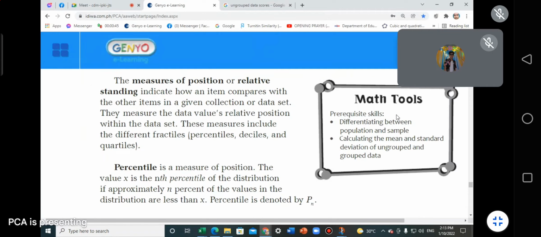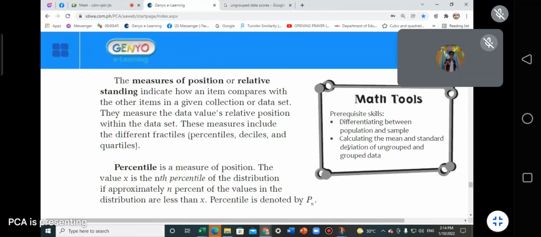Okay. The prerequisite of the measures of position, which are the fractiles, percentiles, deciles and quartiles, are actually the following. You must know the population and sample. I recall I gave you the assignment for this one. Tomorrow we'll discuss this. And then calculate mean and standard deviation. Can you find out? This is your additional assignment.